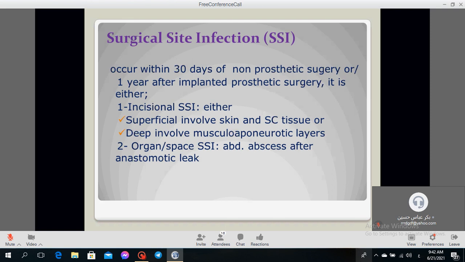دكتور. نجي على surgical site infection. It usually occurs within the first 30 days of surgery, not using a prosthetic material. نقصد بالprosthetic material as for example prosthetic mesh for hernia.